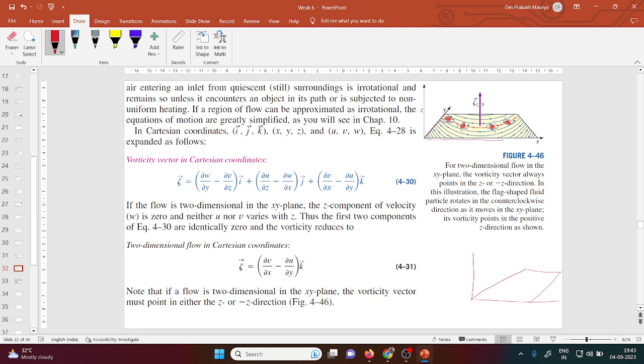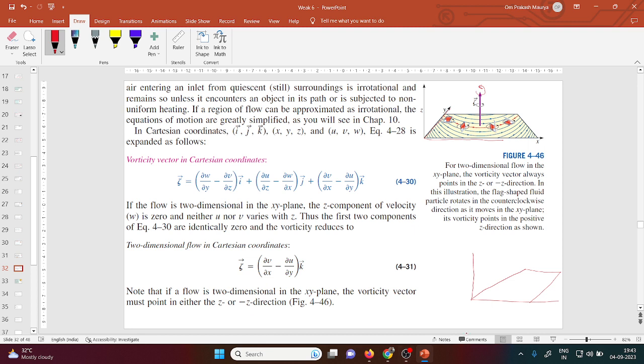So what does your z direction vorticity mean? Vorticity and your rotation are almost related to each other. This diagram is about the vorticity, but you can understand the rotation also. If it is the z direction, your fluid particle is rotating with the axis of rotation in the z direction.